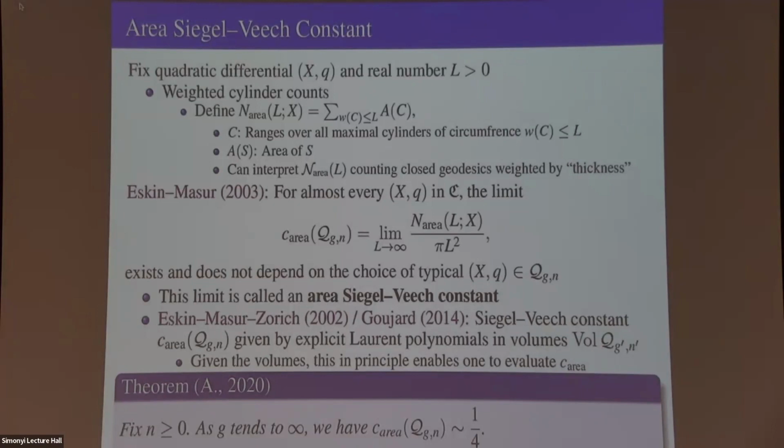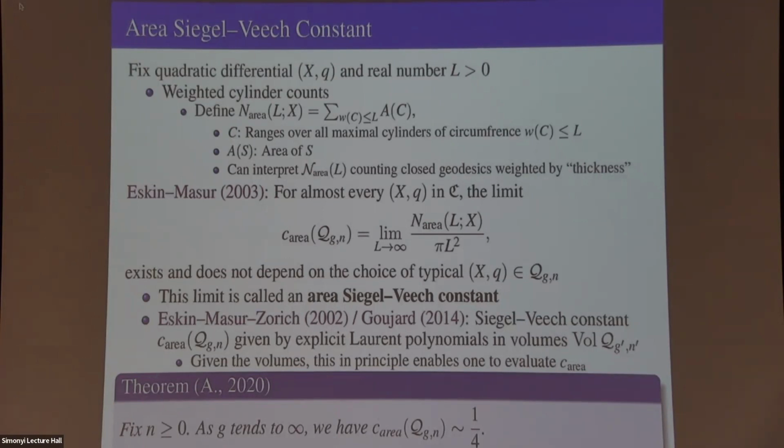So this limit is called an area Siegel-Veech constant, and what people are often interested in is computing it. This Siegel-Veech constant contains some geometric information, which I will not go into much more. The point is that you can compute these constants in terms of volumes. You can write these areas in terms of the volumes of the moduli spaces that I had in the previous slide. So in principle, if I had the volumes, I can compute the Siegel-Veech constant.